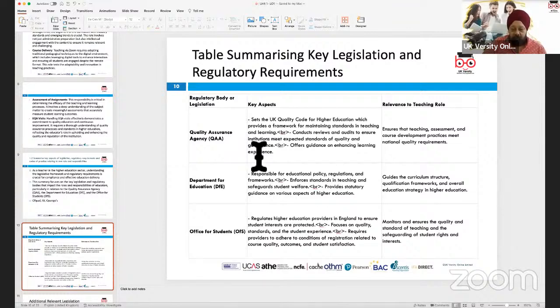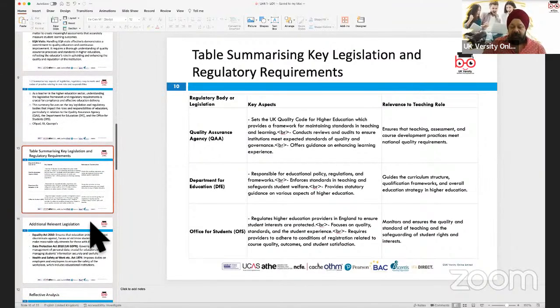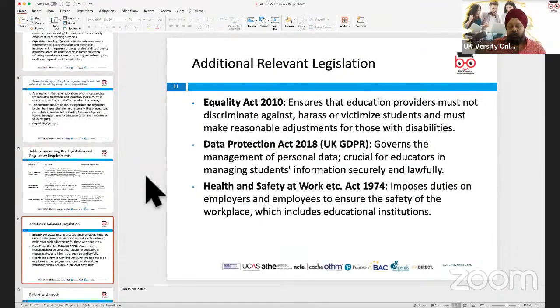Now, what we also want to do, apart from this, is talk about some of the key legislations which are an absolute must in terms of adhering and must in terms of implementing when I'm teaching and conducting my duties, roles, and responsibilities as a teacher within a particular setup.